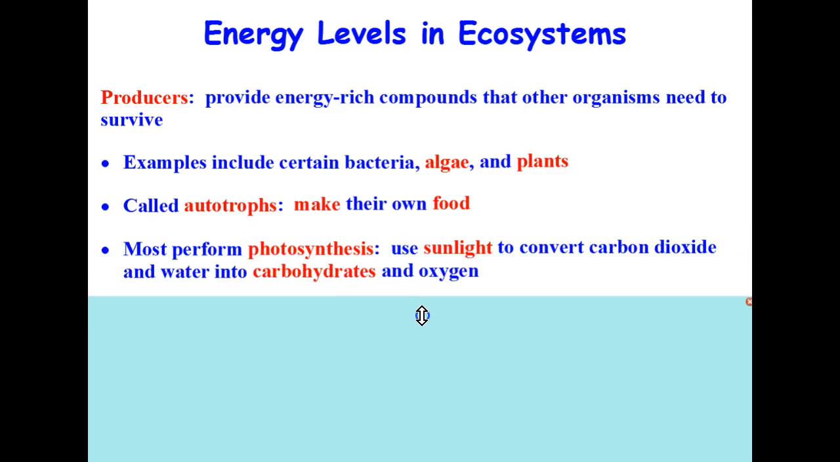Most autotrophs make their own food by performing photosynthesis. And photosynthesis is a process in which sunlight is used to convert carbon dioxide and water into carbohydrates and oxygen. The carbohydrates are the food.